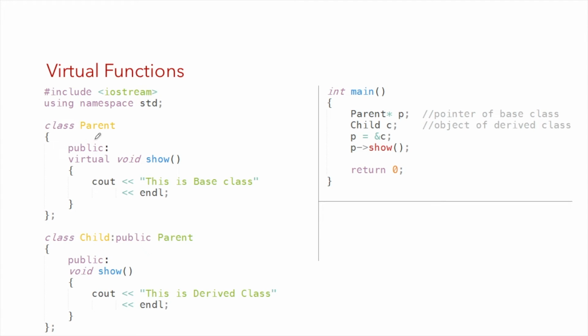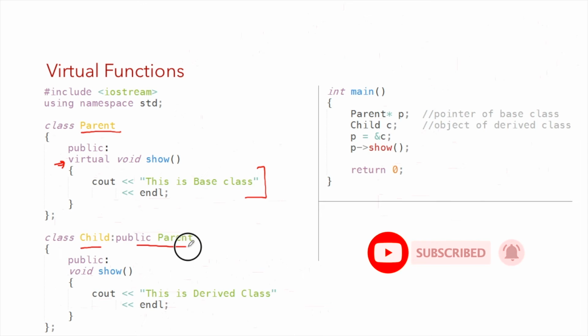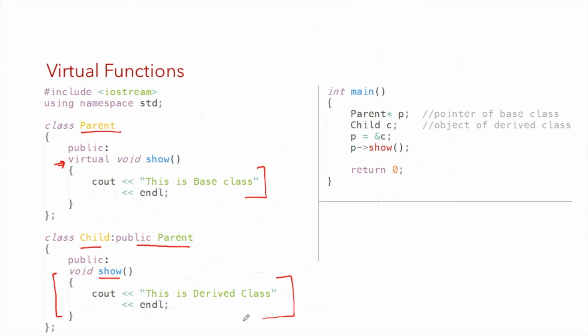So class parent is my base class. Here I'm adding the keyword virtual, just notice that, and then I'm writing that this is the base class. Then we have child, which is inheriting my parent. Inside the class definition of class child, I have a similar function name, that is show. Notice we have not written virtual over here, and I'm writing that this is the derived class.